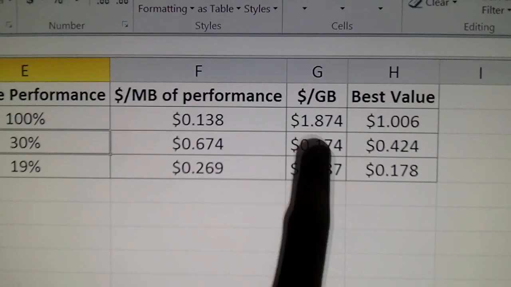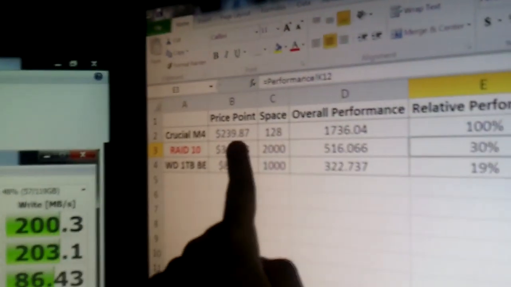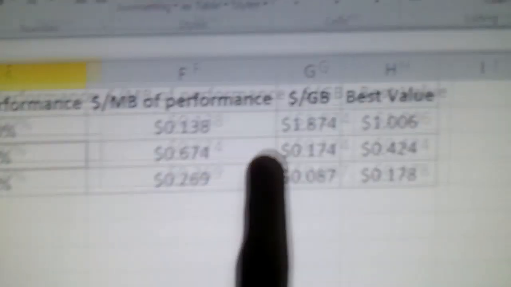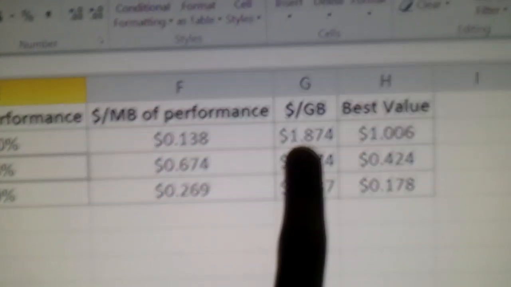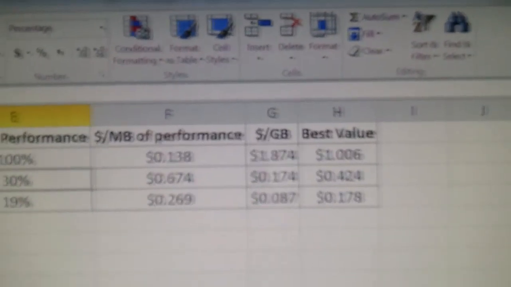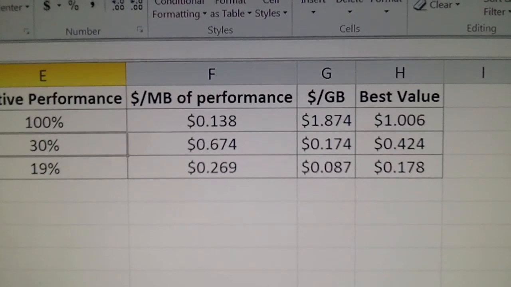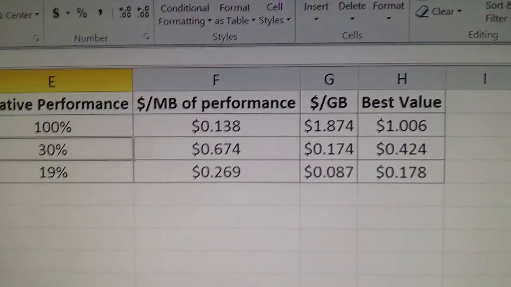Oof, expensive, right? Not really, because the SSD, you're paying $240 for 128 GBs. That translates to $1.8 per GB. Hello, 90s. It's back in the 90s. So the prices are really expensive. They're dropping right now. They're dropping a lot.